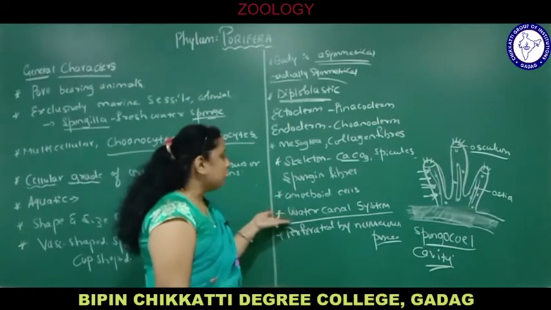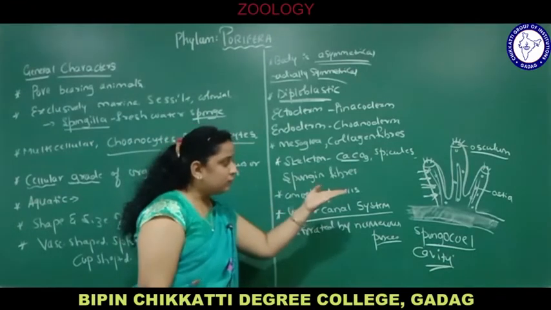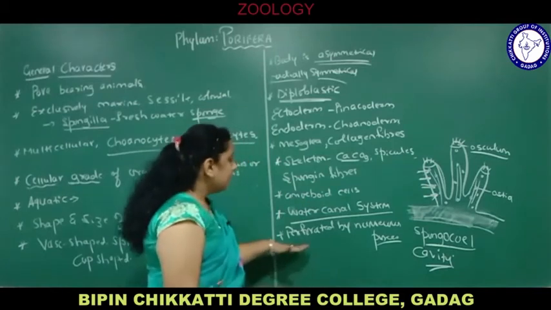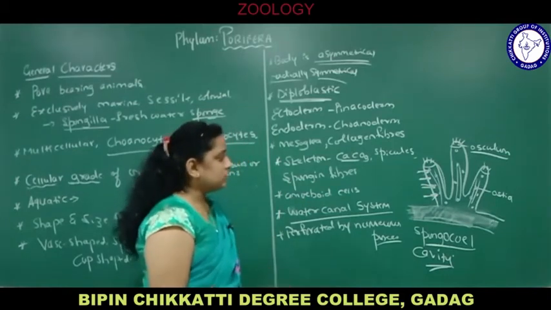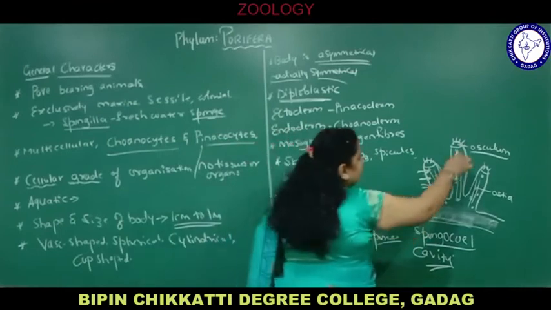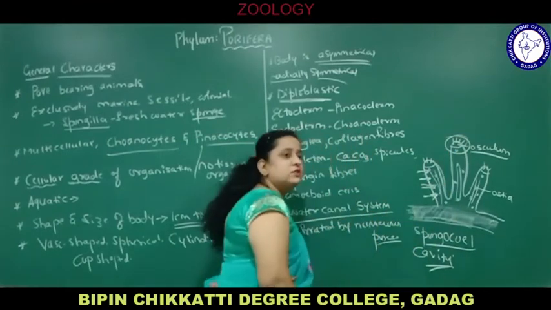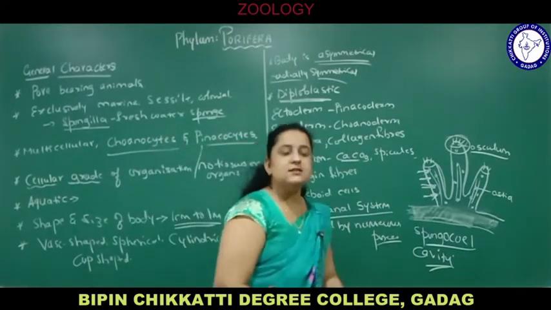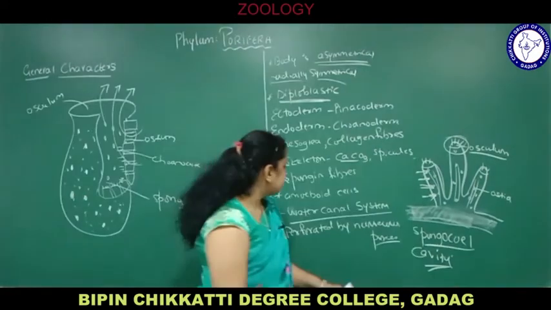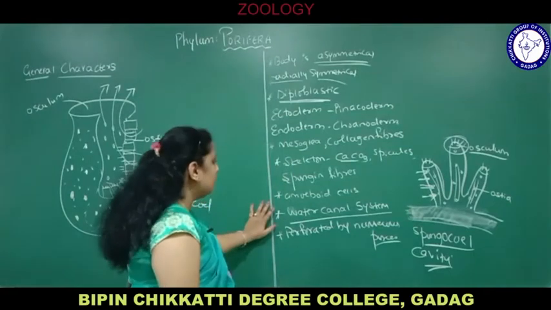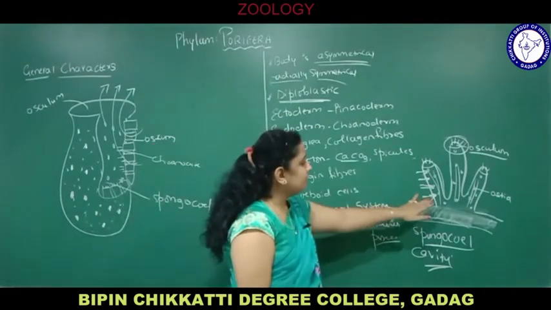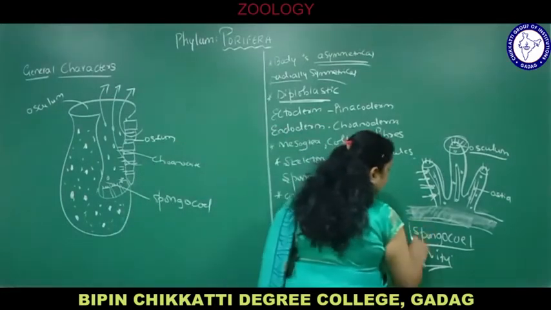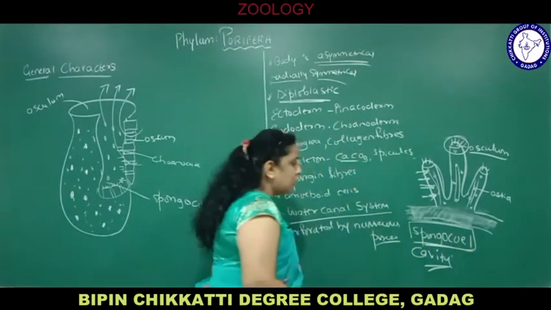As the name indicates, water. How does water enter the body of Porifera? Through numerous pores called ostia. The body is perforated by numerous pores called ostia, and the large opening called osculum through which water goes outside the body, and inside they have a cavity called spongocoel. We discussed the water canal system. Water moves inside the animal body through numerous pores called ostia, and inside these animals there is a cavity called spongocoel.